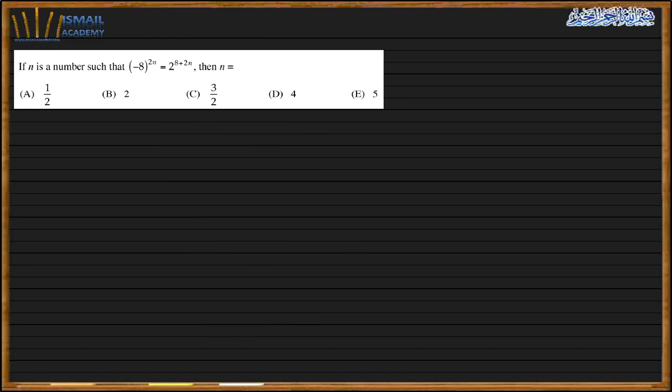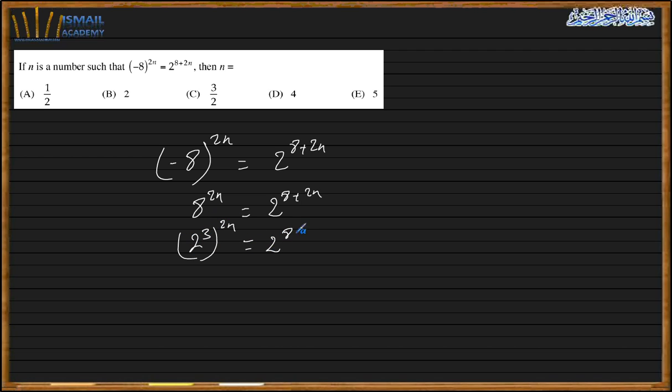Next question. So if n is a number such that we have this, minus 8 and this is 2, it doesn't mean this is square, it's even. So if it's even, the minus will become positive, so we'll have 8 to n equal to 8 plus 2n. So we know that 8 is 2 cube, so it's going to be 8 plus 2n.